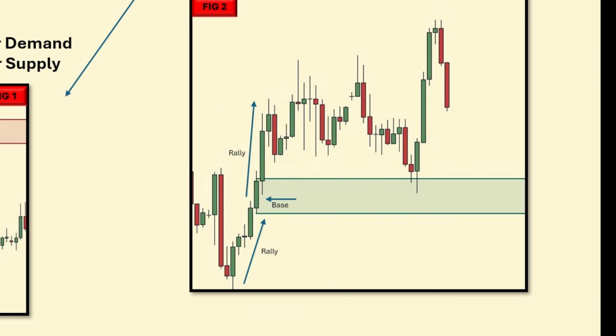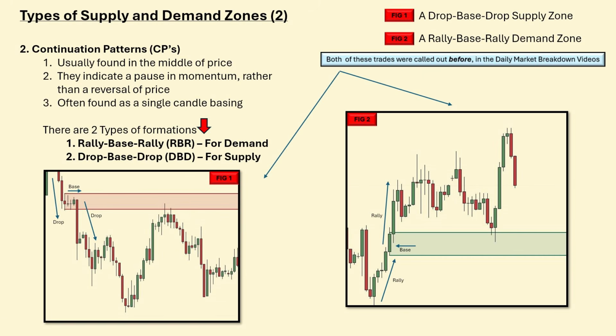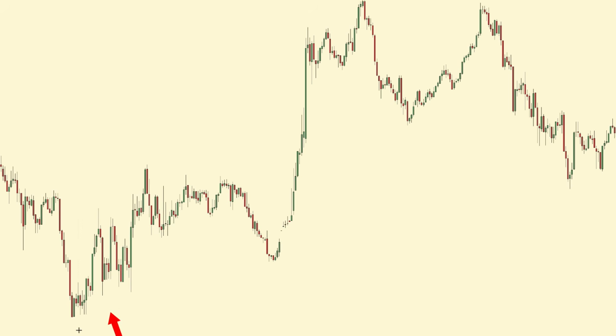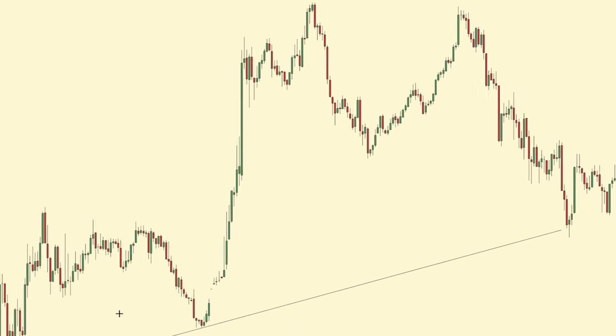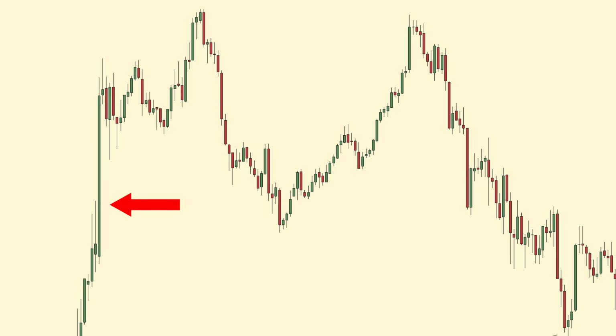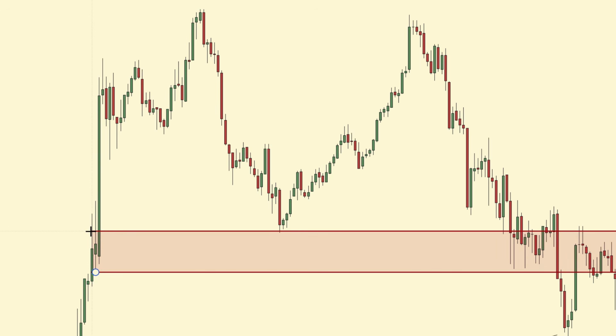And then for demand, we have the rally, the base, and the next rally up. And unlike the PV zone, the CP zone indicates a pause in momentum rather than a reversal in price. So you can see in this real example here, we clearly have some sort of trend to the upside on the chart. And what do you guys notice? Look at this explosive move away. Single candle basing. There's our area of demand right here.